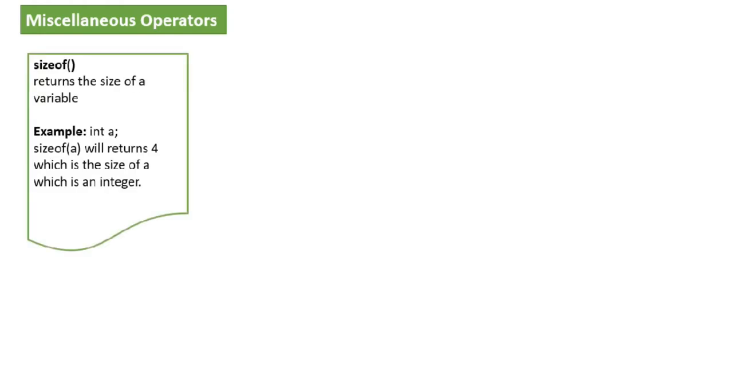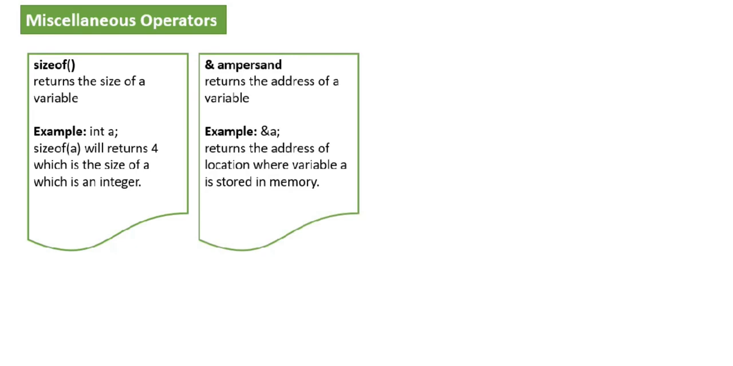Next are miscellaneous operators. In C, there are 4 miscellaneous operators. First is sizeof. This is the operator that returns the size of a variable. Let's take an example. We have defined a variable int A, and if we calculate sizeof A, which is an integer, that is 4 bytes.